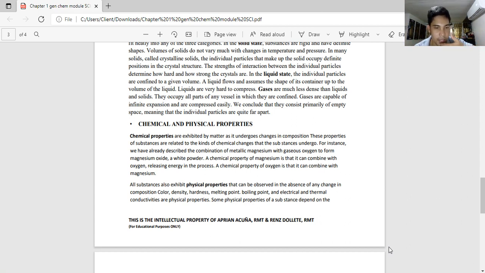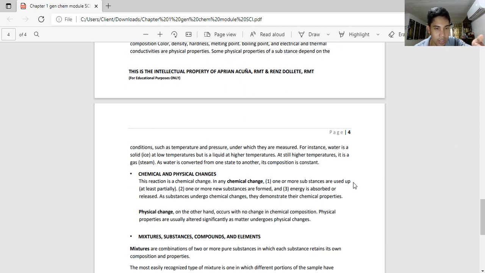A substance also exhibits physical properties that can be observed in the absence of any changes in its composition. You have color, density, hardness, melting point, boiling point, and electrical and thermal conductivities, which are all physical properties. Some physical properties of a substance depend on conditions such as temperature and pressure under which they are measured.